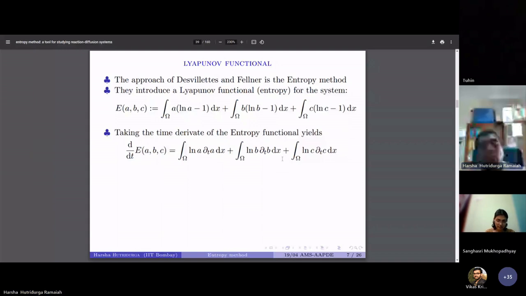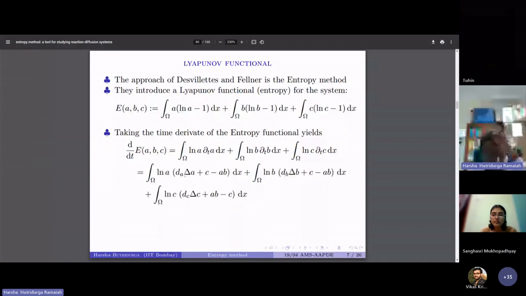Okay. Now, at some stage in the entropy method, when you are introducing this Lyapunov function, you have to use the fact that A, B, C are solving your 3x3 system. So now you have got this time derivative of A, you substitute for the time derivative of A from your equation, which tells you that it is equal to the Laplacian of A times the diffusion coefficient plus C minus AB, the reaction term. Similarly, the terms for the time derivative of B and time derivative of C. Okay. Now, what you do next is simply regroup. You see, there is natural log of A times C minus AB, and you can factor C minus AB from each one of these terms, and a nice structure comes along.